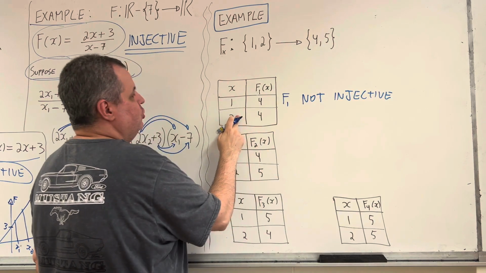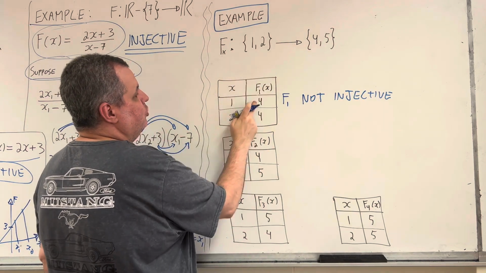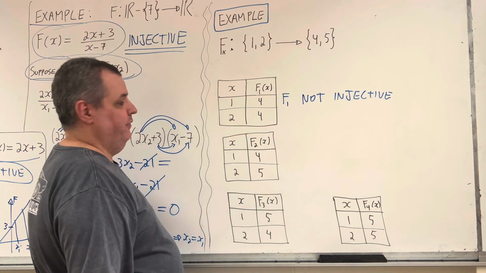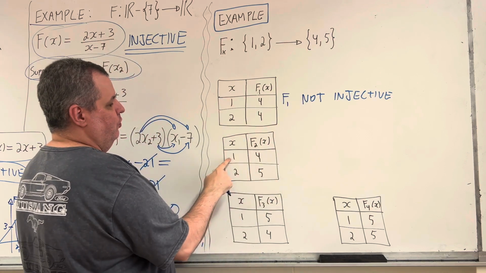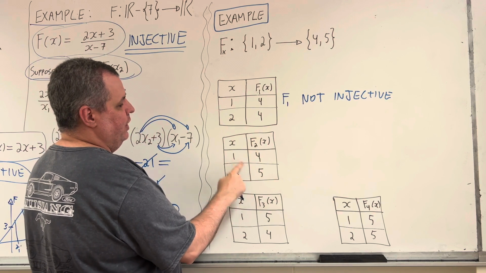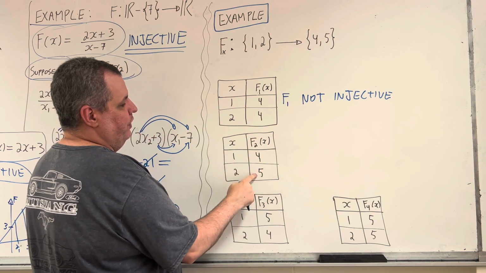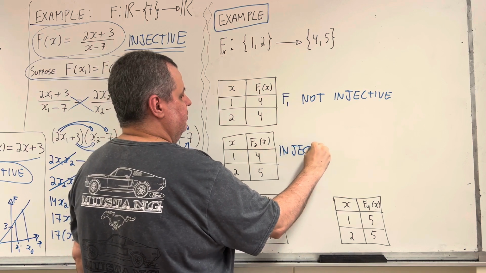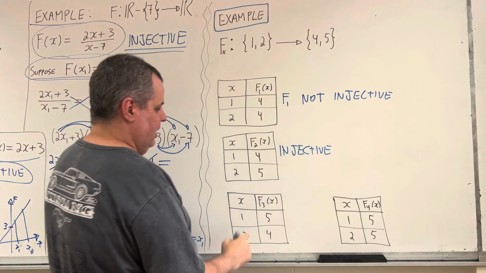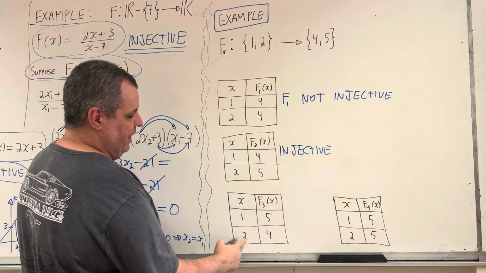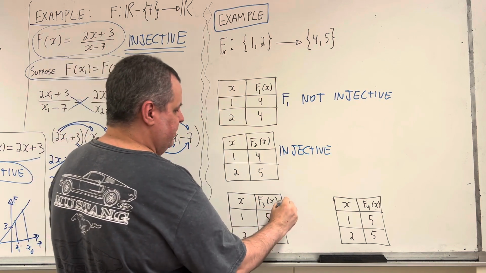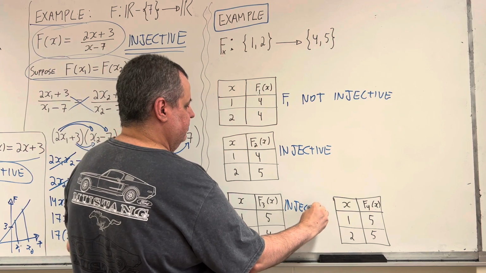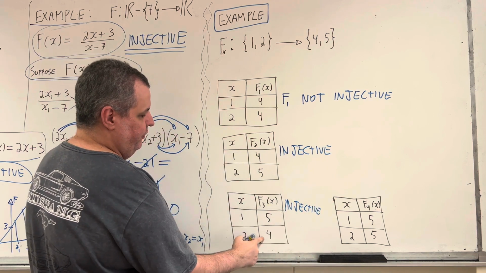Because both 1 and 2 are different points of my domain, they go to the same point of the codomain. So this function f1 is not injective. How about this f2? 1 goes to 4 and 2 goes to 5. They go to different points. So this is injective. How about f3? 1 goes to 5 and 2 goes to 4. Yes, this is injective. Right? Different points go to different points.